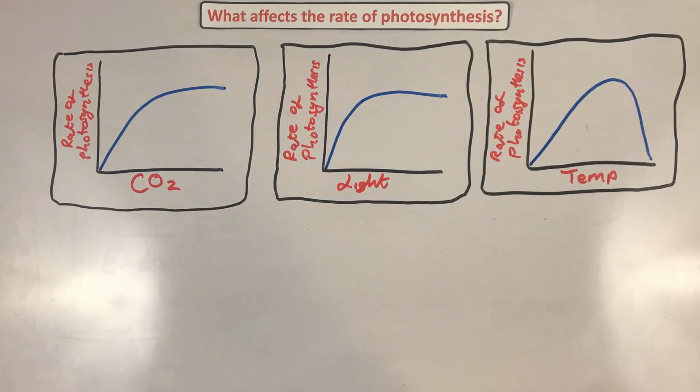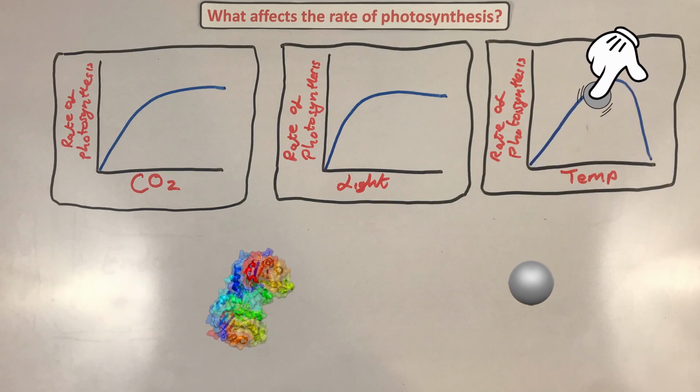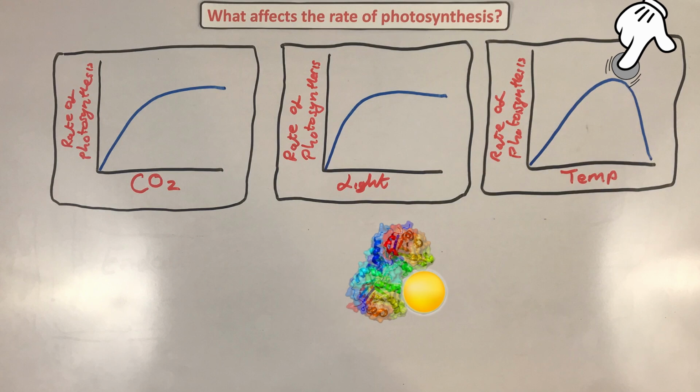Temperature is all about the kinetic energy of the particles. The more thermal energy in the reaction, the faster the particles are moving and therefore the higher the kinetic energy. This means that the particles are more likely to collide together more often, therefore increasing the rate of photosynthesis.